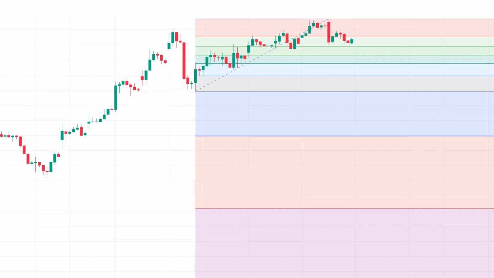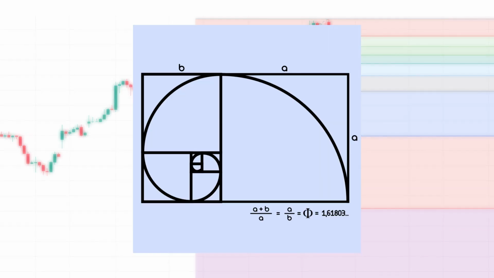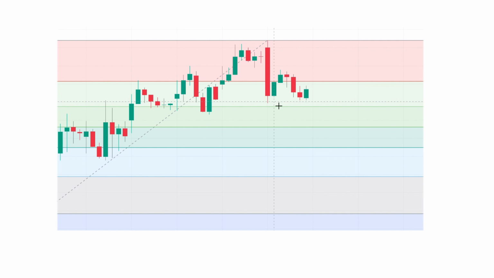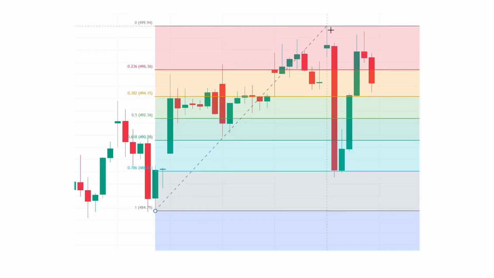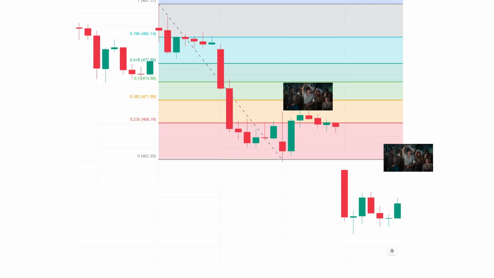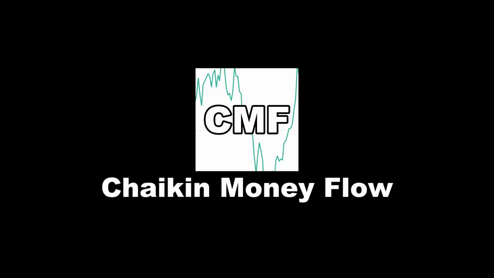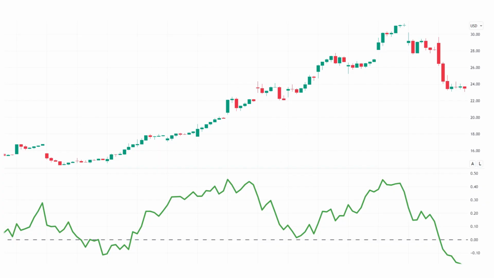It basically identifies potential support and resistance levels based on some simple first-grade maths. Just slap on the auto Fib retracement, or draw it yourself like a pleb. Then the Fibonacci levels function as potential support in an uptrend and as potential resistance in a downtrend. Overall, pretty solid choice.